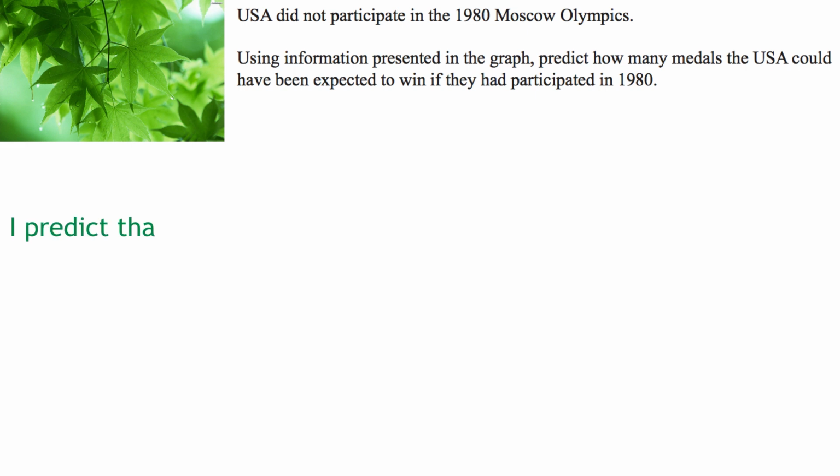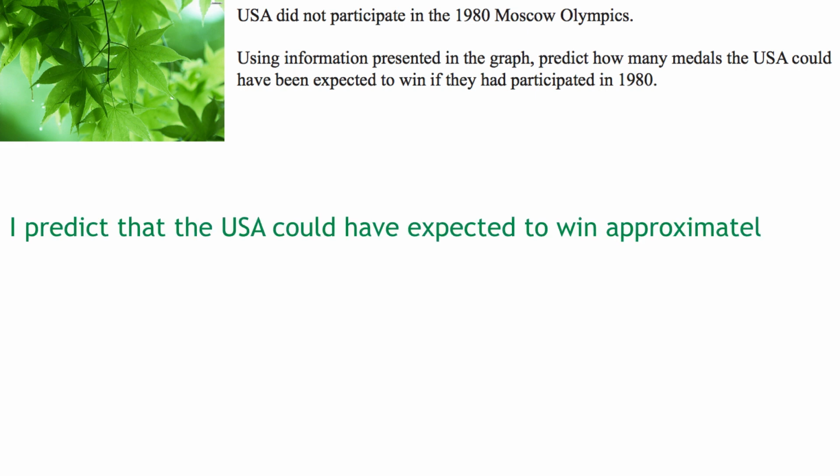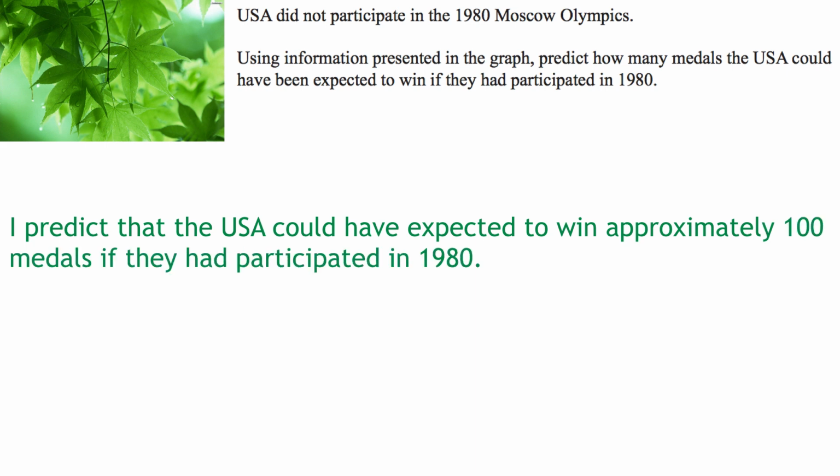So I'm going to write a sentence saying I predict the US could have expected to win approximately 100 medals if they had participated in the 1980 games. And that is worth a U, which is an achieve level skill. So that would have gained you 1 U for question 1 to get this part correct.